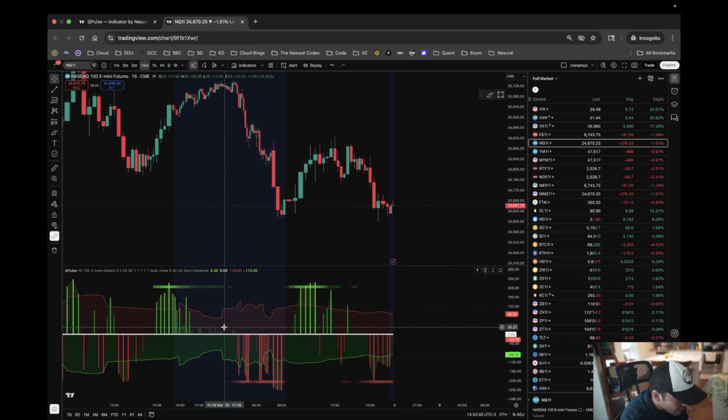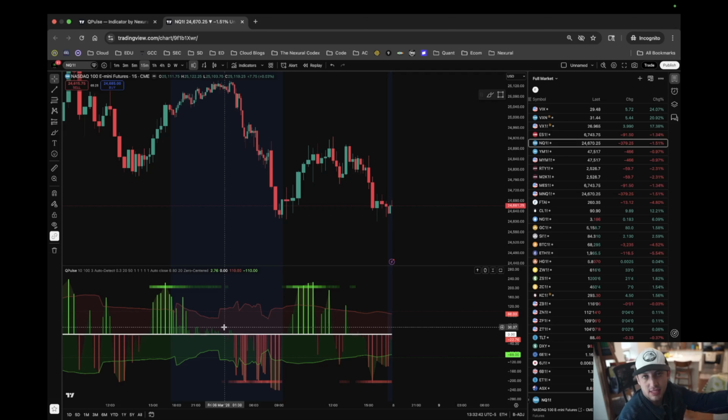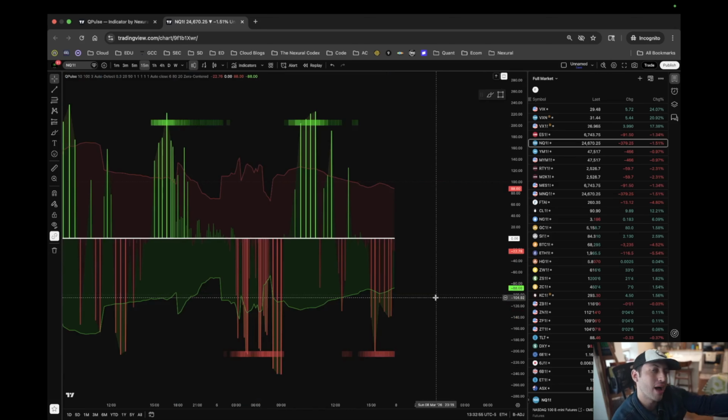Out the gate, you're looking at basically green and red bars, right? Those are going to be columns, and the significance of their height is substantial. It really is quite substantial. Let me explain it from a visual perspective first, and then we'll get into how to actually use it.